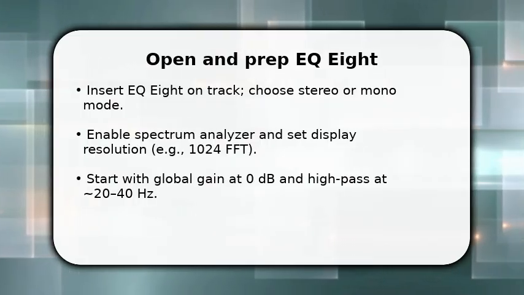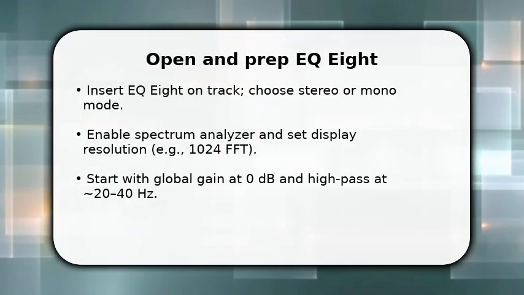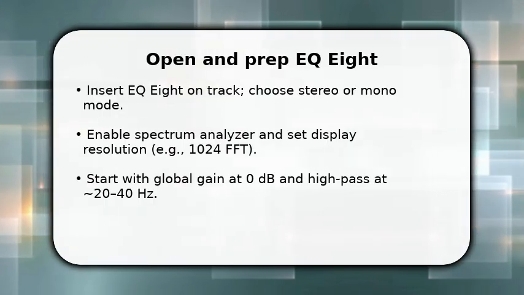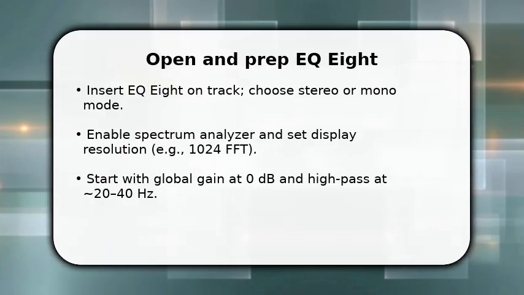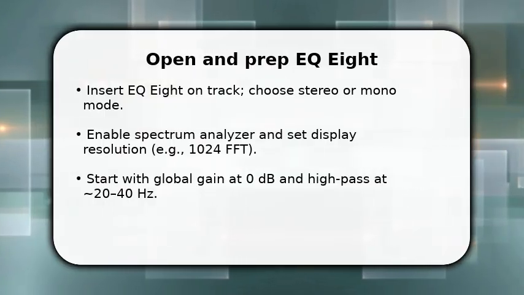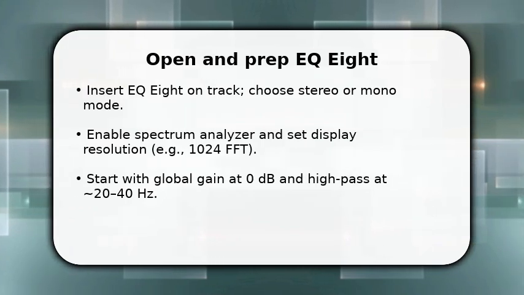Next, make the first corrective move. Add a gentle high pass at about 20 to 40 Hz to remove subsonic rumble. Make sure global gain sits at 0 dB so you hear true tonal changes rather than level shifts.